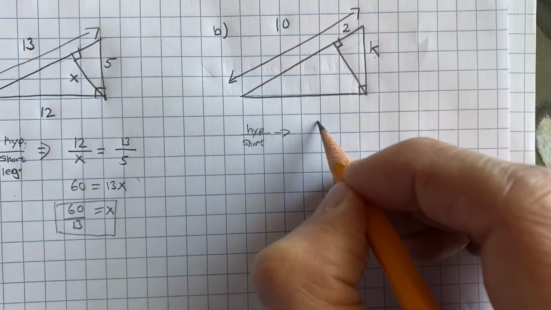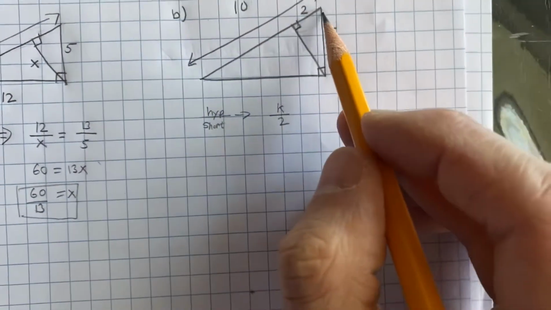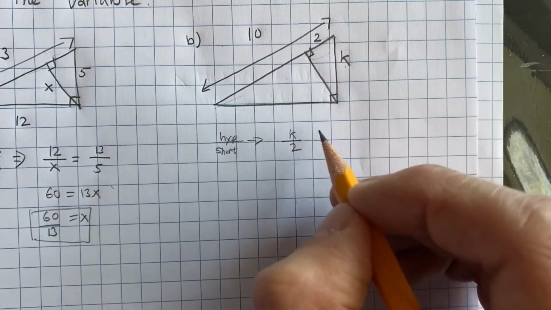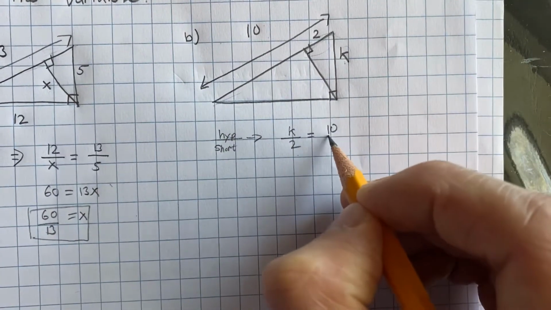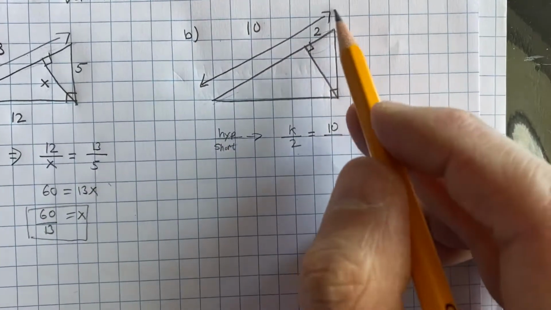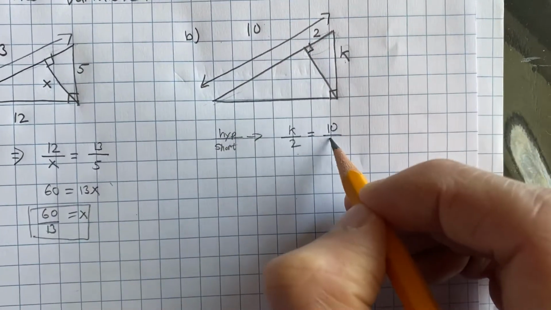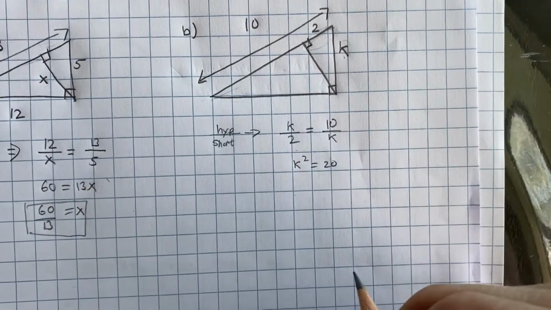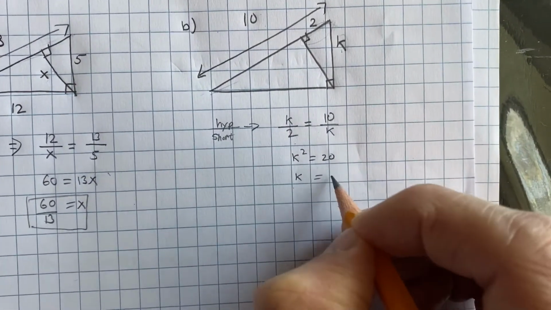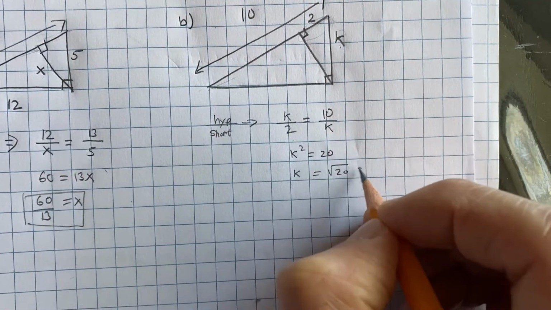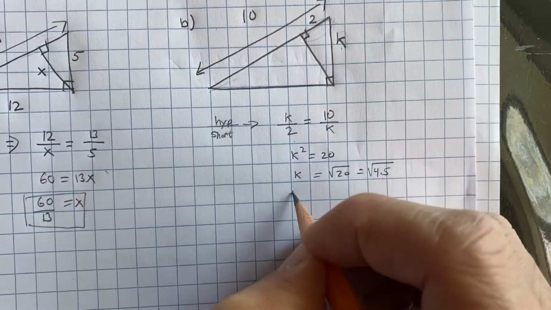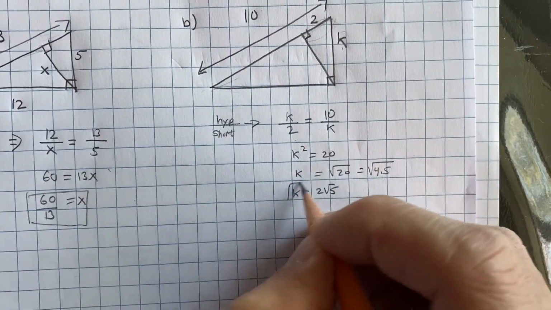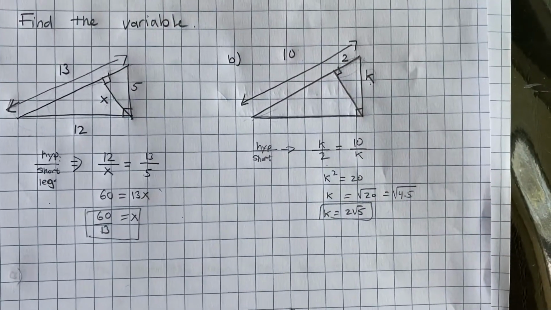I'm going to start with k is to 2, of this small triangle right here, as hypotenuse is to shorter leg of the big triangle. The hypotenuse of the big right triangle is 10. The shorter leg is going to be k. When you cross multiply, you're going to get a square root equation, and make sure you take the square root of both sides. All right, so make sure you write in simplest radical form. This is 2 square root of 5, and that's how you solve for k.